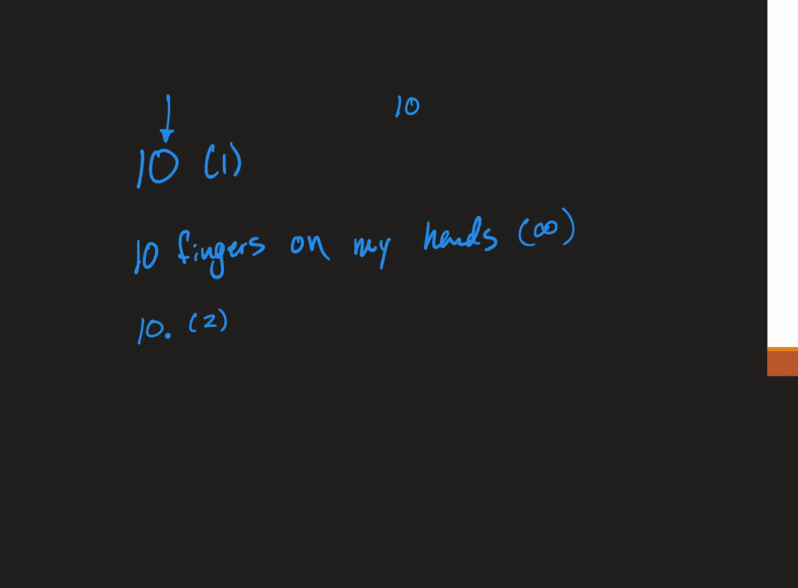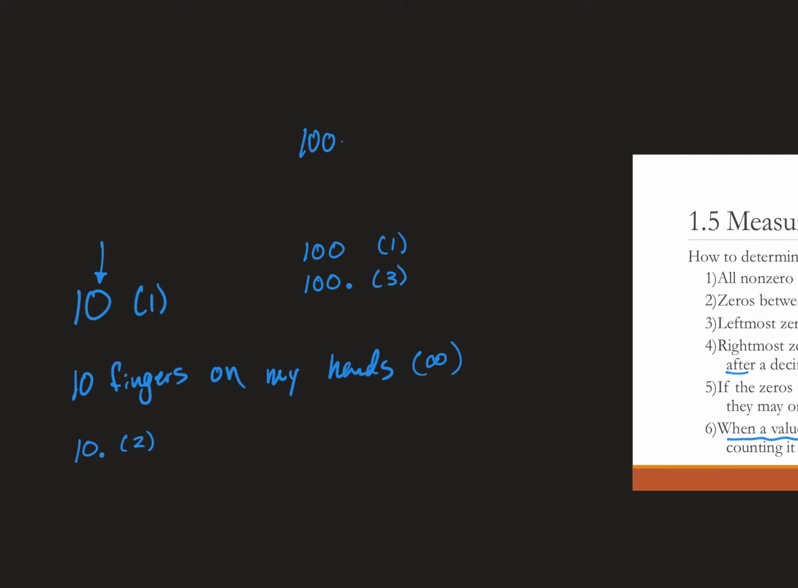Again, let's actually not do 10, let's do 100. This would have 1 significant figure. If we did 100 with a decimal, that would be 3 significant figures. If I say there's something like 100 centimeters equals 1 meter, the 100 centimeters would be infinitely many, and so would the 1 from 1 meter. It would also be infinity because that's an exact measurement, and it's an absolute fact.